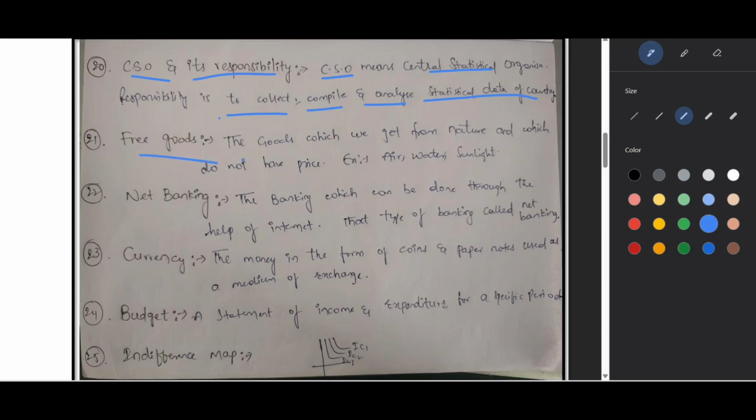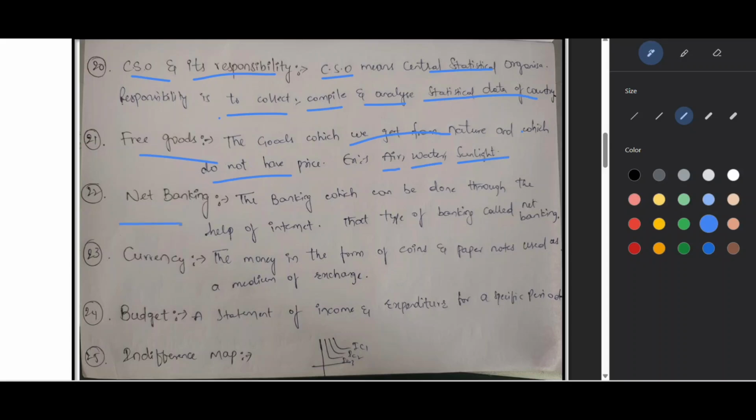Next, free goods. Free goods means those goods which we get freely from nature and we do not have to pay any kind of prices. That type of goods are called free goods. Examples include air, water, sunlight. This will come under free goods.